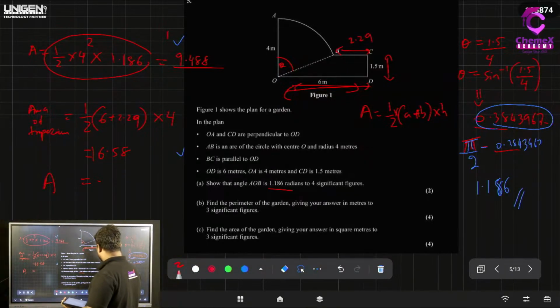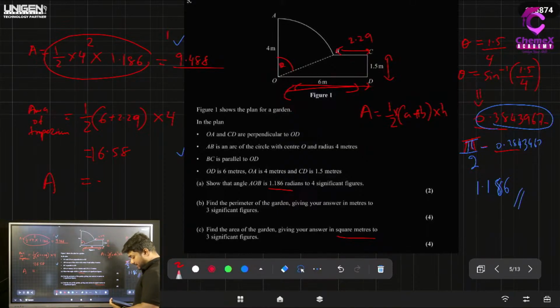Find the area of the garden, giving the answer in square meters to three significant figures. So we found that BC was 2.29. Half times r squared theta. Theta is 1.18, plus 6 plus 2.29 into, not 4, no, it's 1.5.